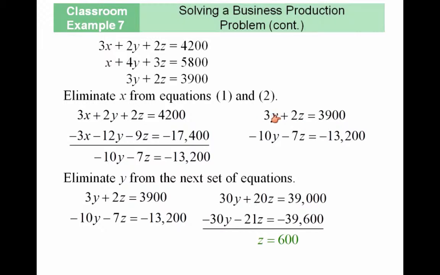Now I can either eliminate y or z, doesn't matter. I can multiply the top row here by 10. Then I can make the coefficients of y opposite of each other to solve for z. I get z is equal to 600.